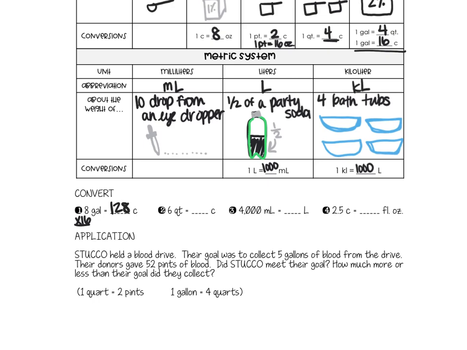All right, 2, if we have 6 quarts, how many cups is that? So we have 6 quarts, there's 4 cups in a quart. 6 times 4 is 24.